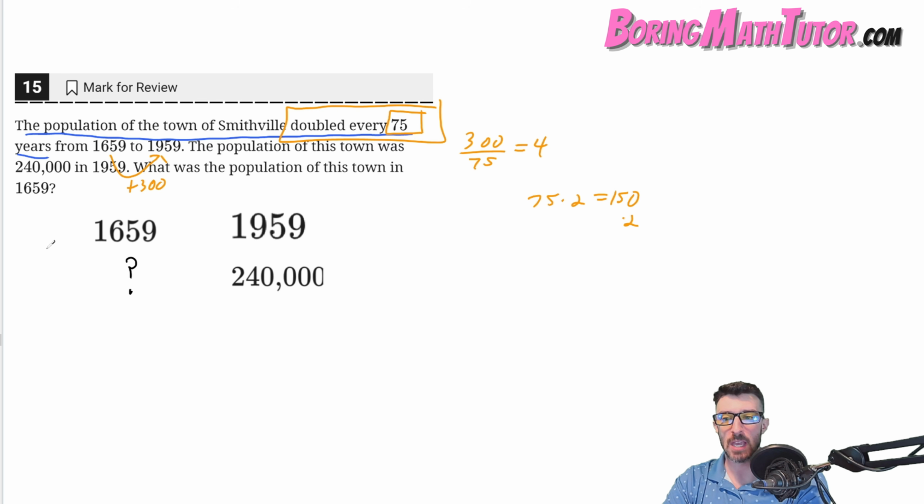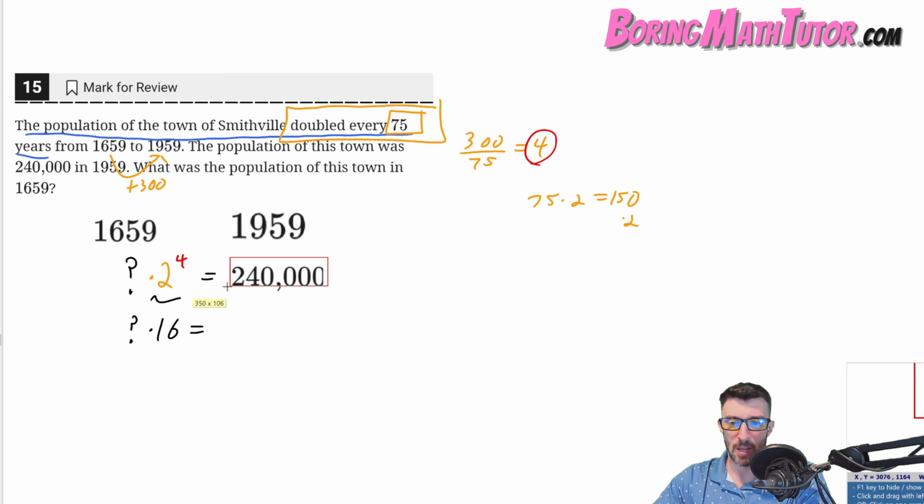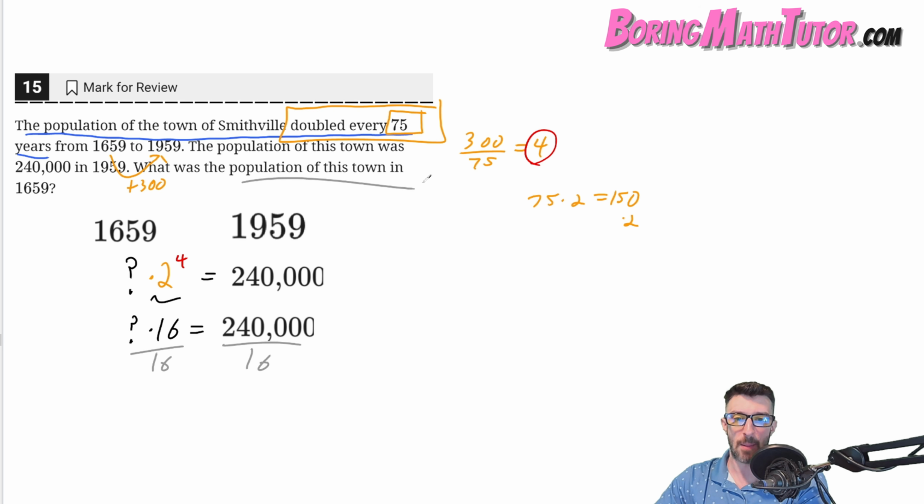So what that means is I should be doubling whatever it was in 1659, which means I'm multiplying by 2. But how many times am I going to do that? 4 times. What's that going to come out to? 240 grand. Now, what is 2 to the 4, by the way? It's actually just the same thing as 16. So all I have to do here is just do 240 grand divided by 16, and that'll get me the population in 1659.